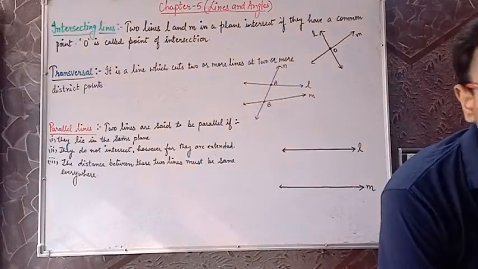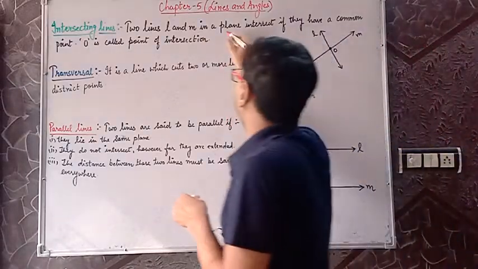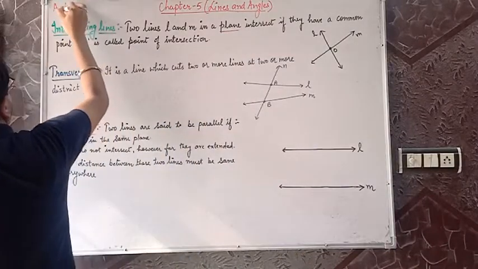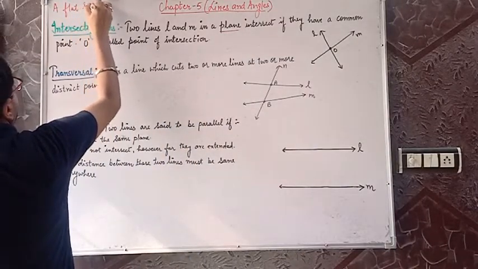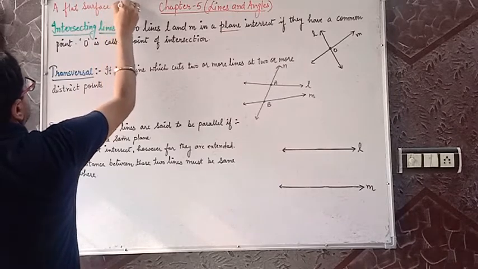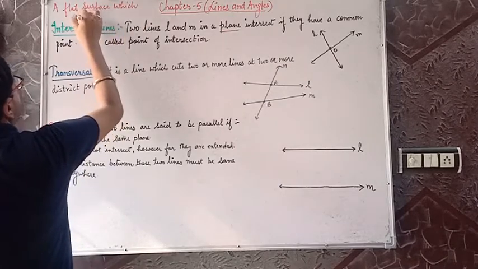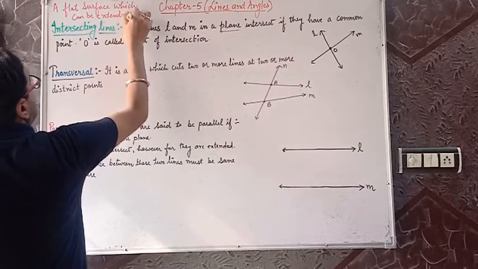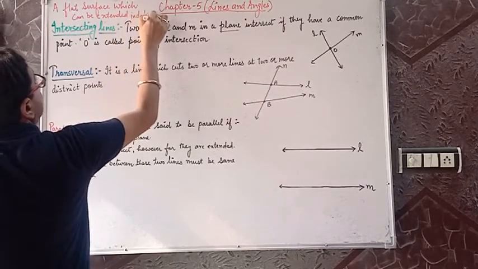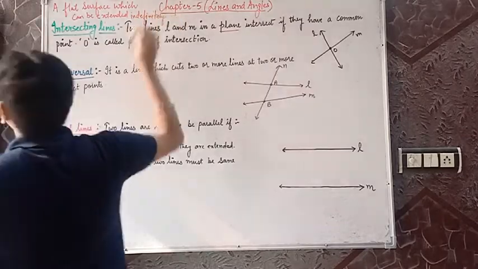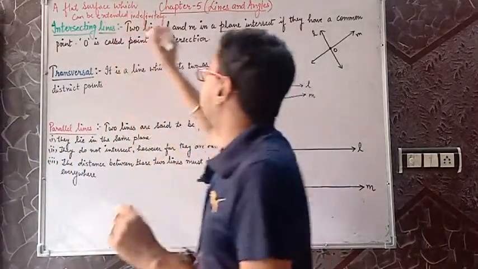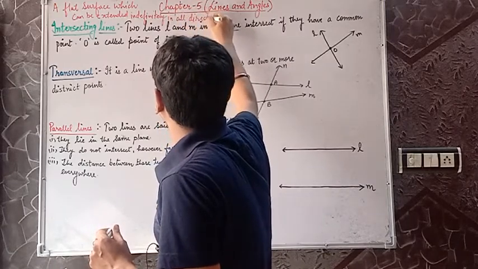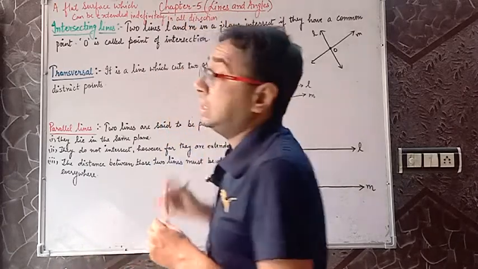Very important word, plane. What do you understand by the word plane? Plane means a flat surface which can be extended indefinitely in all directions. This is the definition of plane.